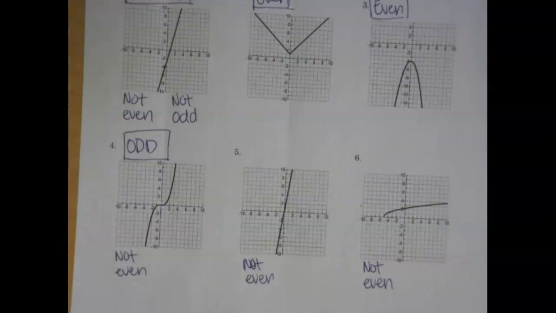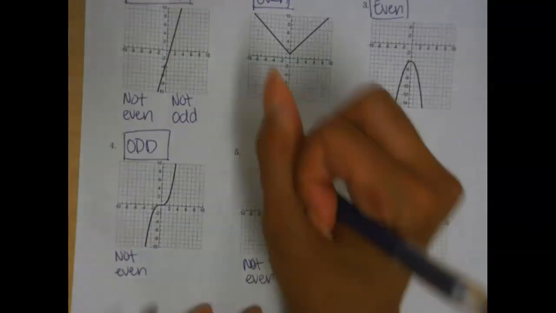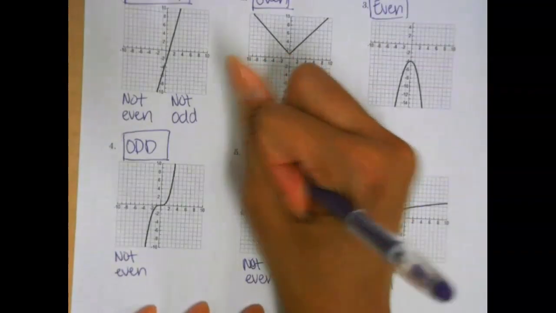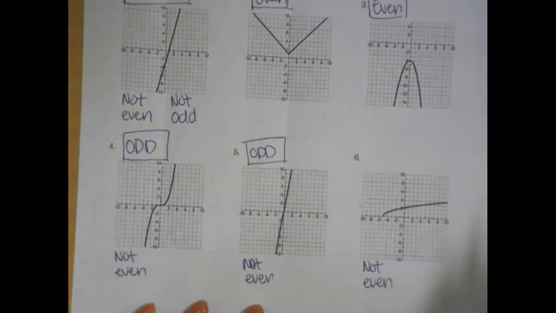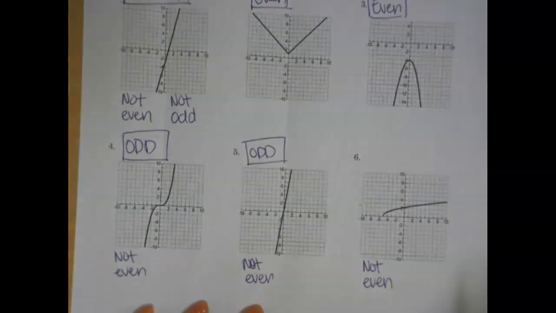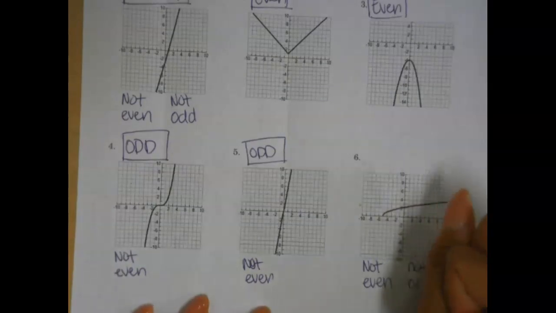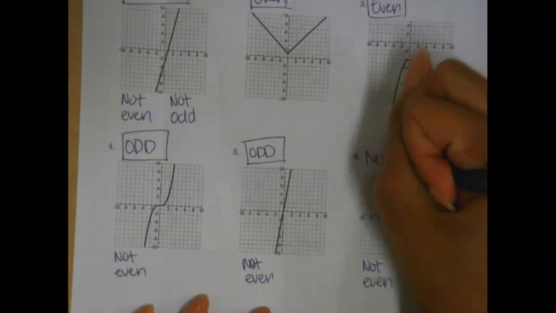Jude, what do you think about number 5? Does this one look to be odd? It is odd, yes. This one is odd. If you were to take this line and rotate it around, it should line up right on top of itself. And then what about number 6? Was this one odd? Neither. This one was not odd. So since it's not odd, it has to be neither.